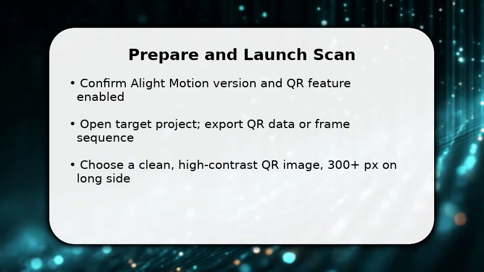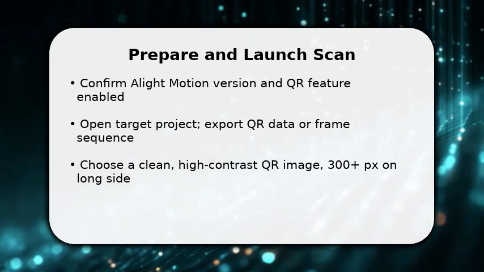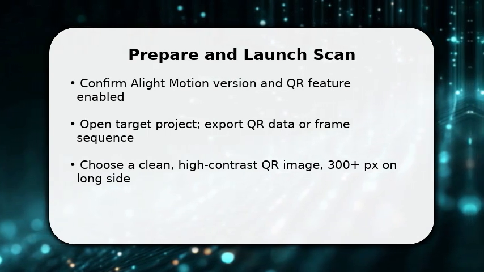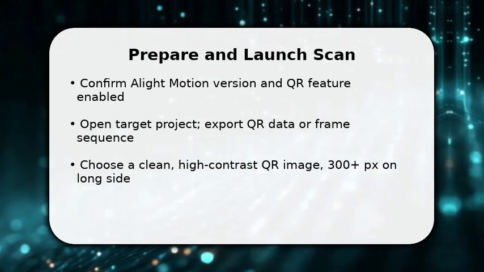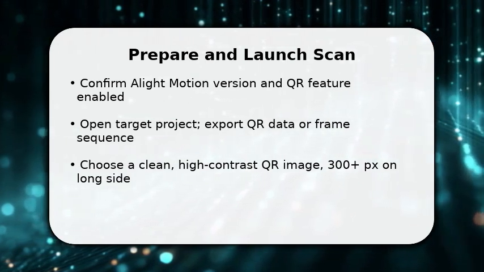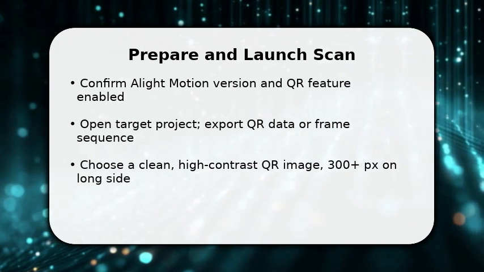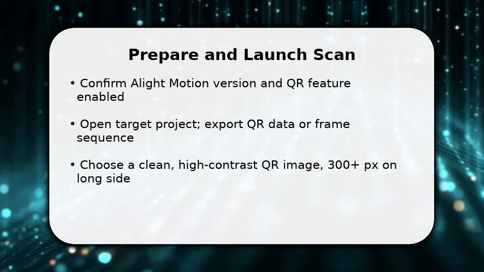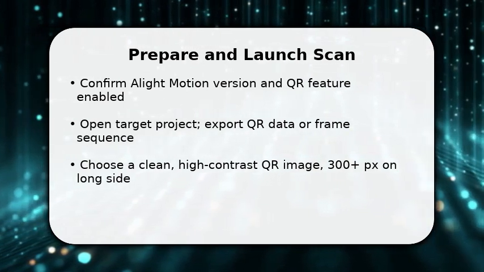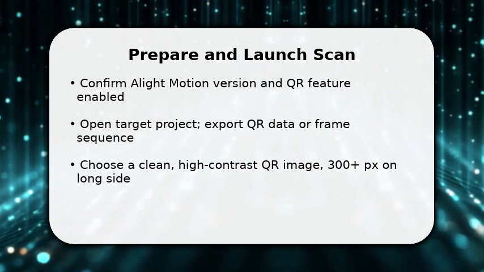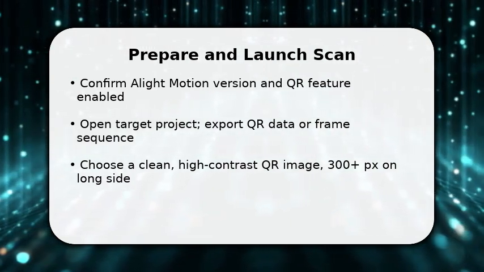You start by confirming your Alight Motion app is updated and the QR feature is enabled. Open the project you want to link. Export the QR frame or generate the image inside the app, then save a high-contrast PNG. Once that is saved, make sure the QR occupies at least 300 pixels on the long side so scanners read reliably. You'll now switch to the scanning environment or use Alight Motion's Import QR option to begin embedding or linking content.